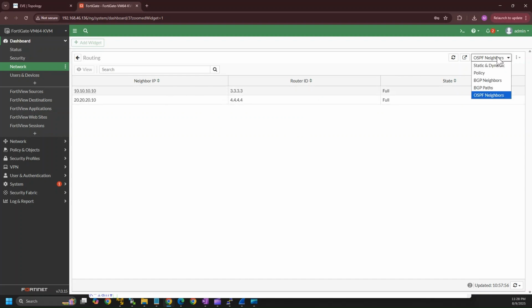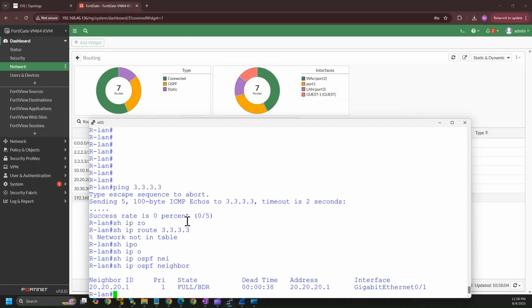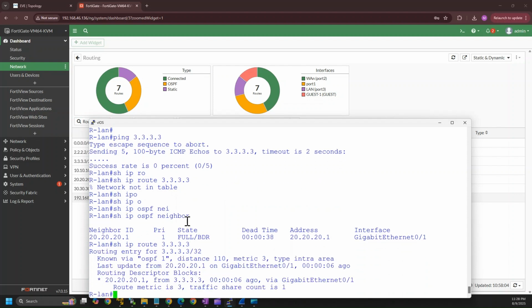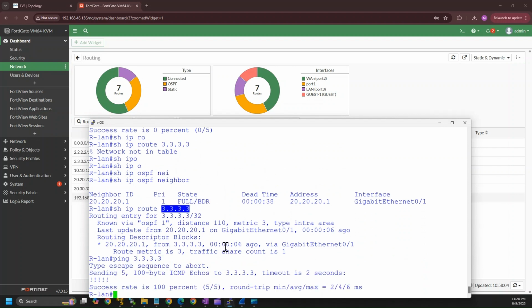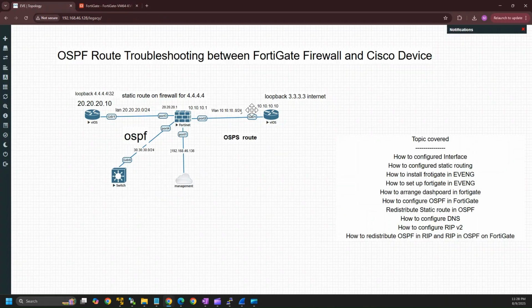Now if we see the routing here, we can see the route; it is learning now. If we try to ping that IP, it is pinging. So now the issue is resolved. The cause was that someone had configured the same router ID on this one as well, which was causing the issue. That was our fix.